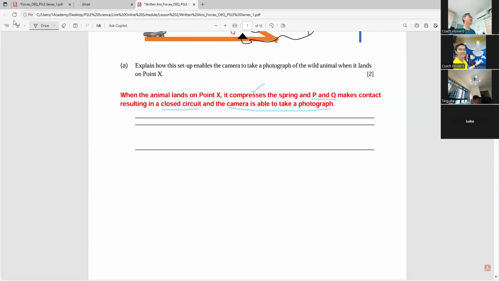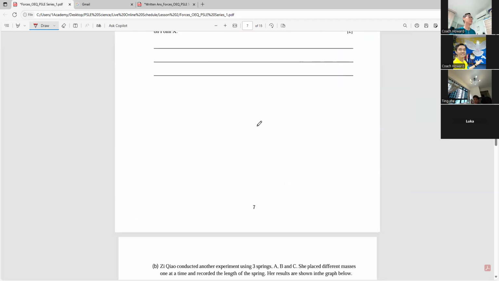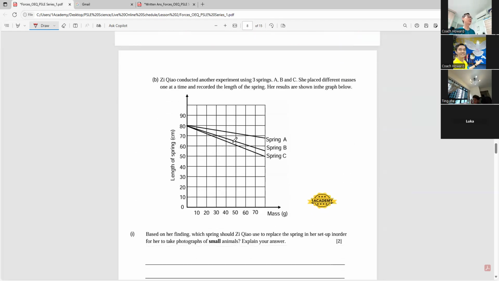Then part B. Okay, now part B is a graph interpretation. So do take note. There are some students, when they look at graphs, they panic a bit. So not to panic, this is skills in graphical interpretation. Take note of the two axes. Understand what it means. So this is on the horizontal axis.